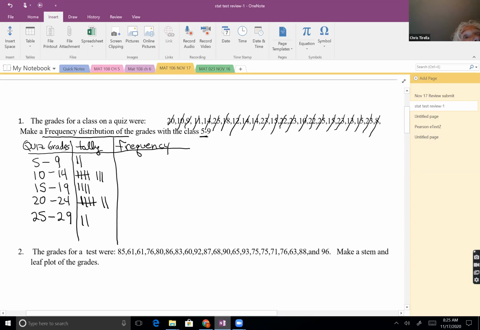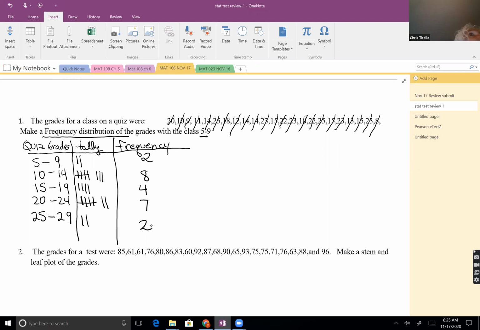I just know that sometimes I lose track of where I am in a list. And so it makes my life easier to do that. Not quite done yet, though, because this shows me the tally, not the frequency. This first class would have a frequency of 2, the next one 8, the next one 4, then 7, then 2. And so that's the table with the frequency distribution.